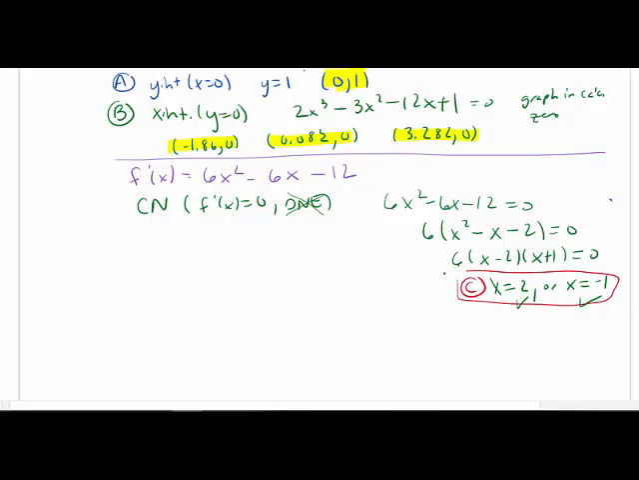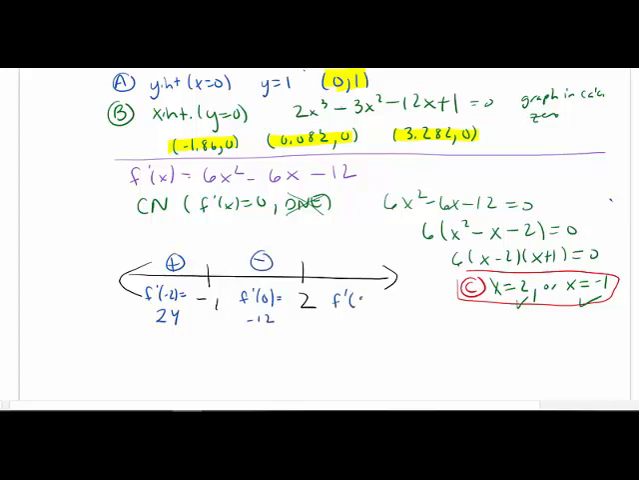D said find your increasing and decreasing. So this is where we're going to draw our chart out. We have no restrictions on our domain. So negative 1 and 2. I'm going to plug in again. Remember, we're right now dealing with the first derivative. So plug in a negative 2 to this function, 6x squared minus 6x minus 12. Again, you can use your calculator for that. You should get a positive 24. Plug in 0, we should get a negative 12. Plug in 3, you should get a positive 24.